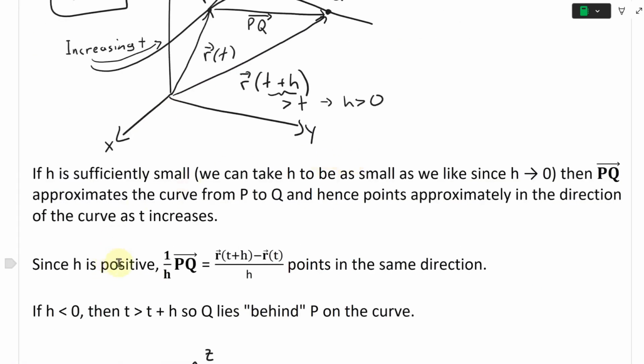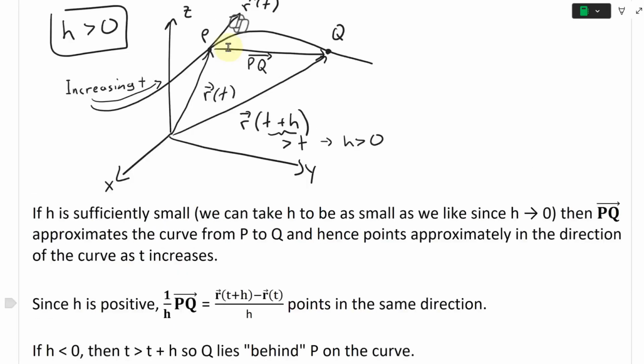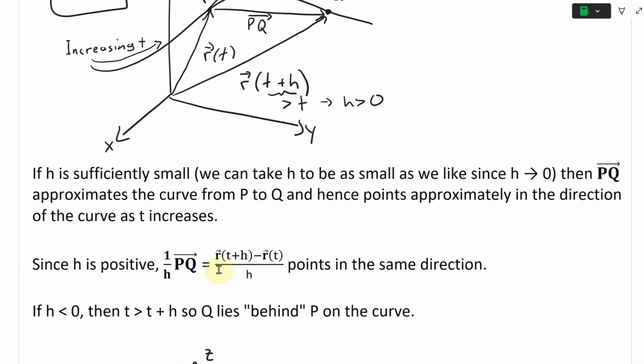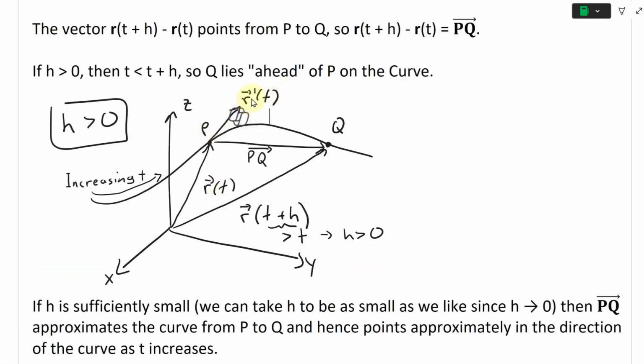So since h is positive, 1 divided by h times PQ, the secant vector, is just going to equal a positive number, or scalar, multiplied by this right here, r of t plus h minus r of t. So it doesn't change the direction. It's the same direction, you're just multiplying by a scalar, and it points in the same direction. So in other words, this is going to be parallel to PQ.